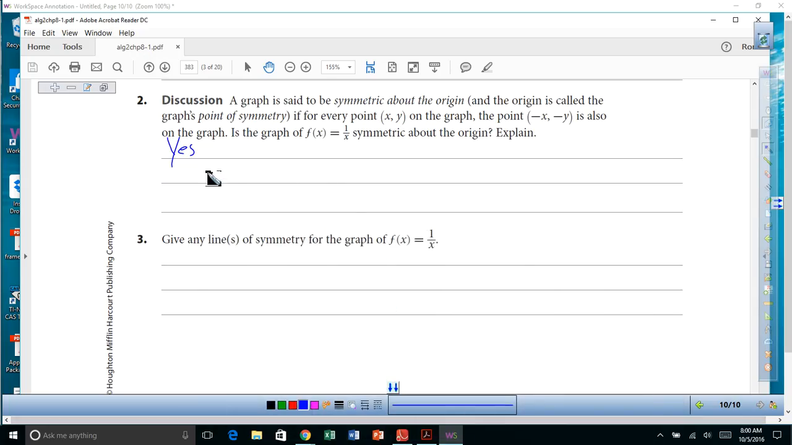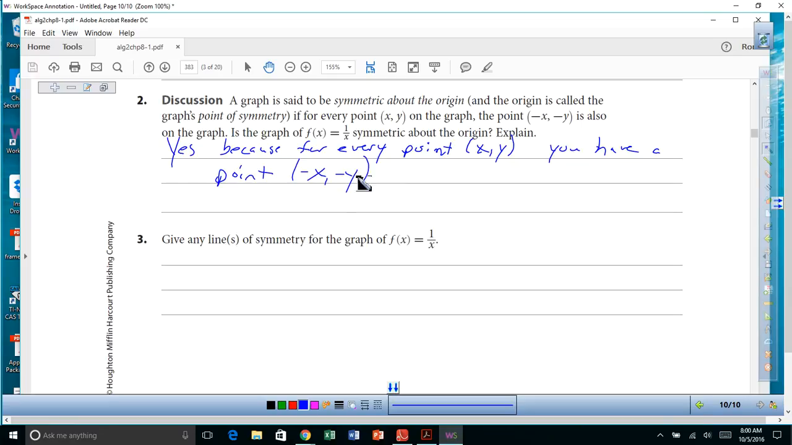All right. So yes, because for every point x, y, you have a point negative x, negative y.